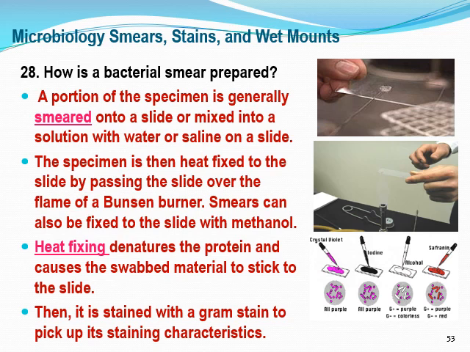Heat fixing denatures the protein and causes the swab material to stick to the slide, okay? We need it stuck to the slide because when we start dipping it in these stains, we can see what's gram positive and what's gram negative, based on the staining characteristics. Just like when we stain our red cells and white cells so we can see which white cell it may be, whether an eosinophil or a basophil, due to the stain it takes on, these bacteria are the same way. They absorb that stain, and it helps us see if this is gram positive or gram negative, and it helps us identify exactly which bacteria it is.